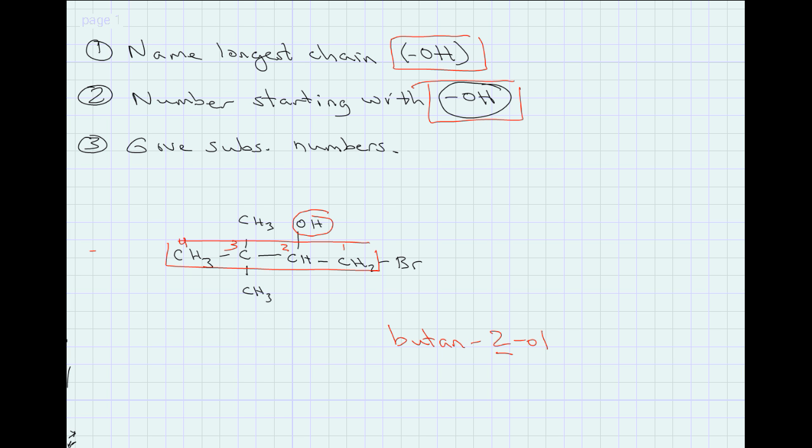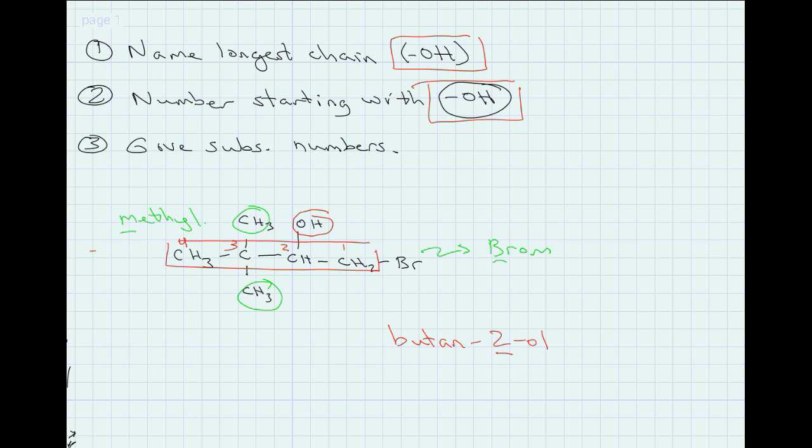So now what do we have left over? We have 2 methyl groups and we have this bromo group. Let me choose another color here. We have this bromo, and we also have 2 methyl groups here. So we have bromo and methyl, and we're going to order these in alphabetical order. Obviously B comes before M, and the bromo is on the first carbon.